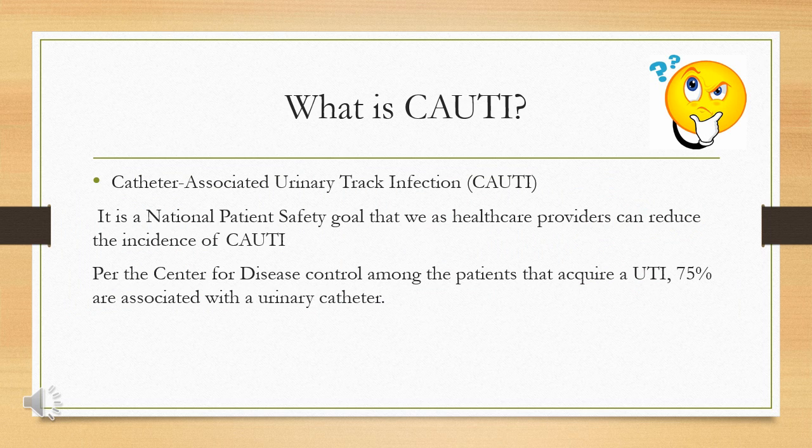Now that we've talked about Foley catheter insertion, I would like to go over CAUTI. CAUTI is catheter-associated urinary tract infection. It is a national patient safety goal, and as healthcare professionals, we can reduce the incidence of CAUTI. Per the Centers for Disease Control, among the patients who get a UTI, 75% are associated with a urinary catheter. So this can be prevented.